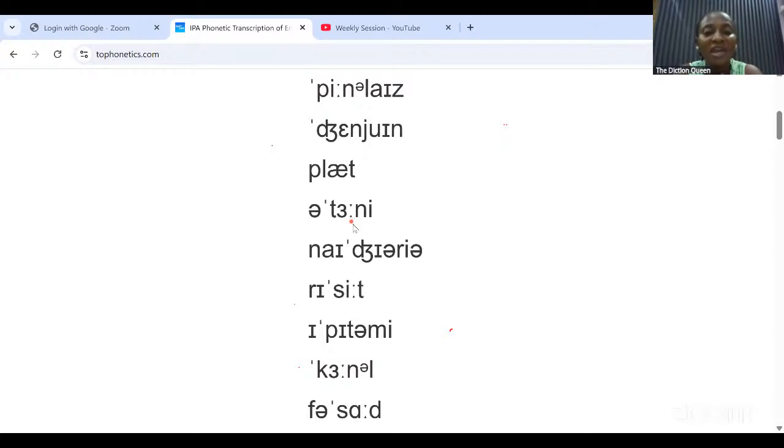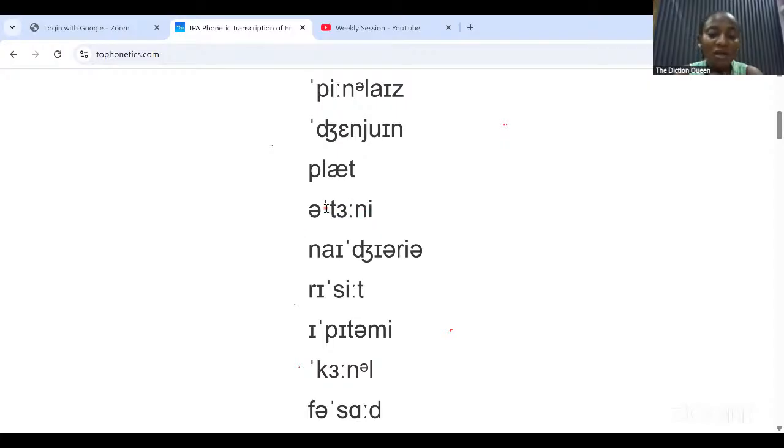The next sound we have is the E sound. This right here is another non-phonetic sound. Remember the 4 non-phonetic sounds I talked about earlier? So we have attorney, not attorney.